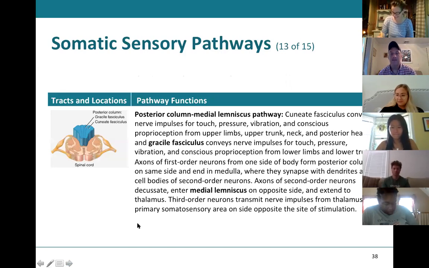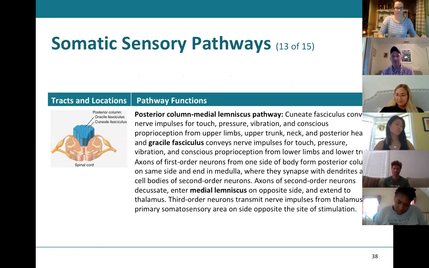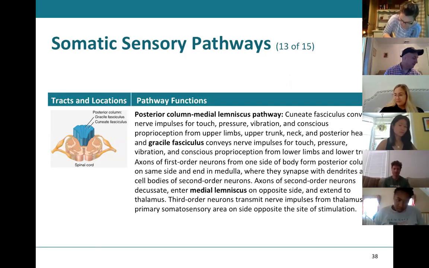Nudge, nudge, hint, hint, wink, wink. Inside your textbook, there are concise distillations of these pathways. Okay, let me see if my coffee's in the way. Hold up a second here. I'll find the pages for you.